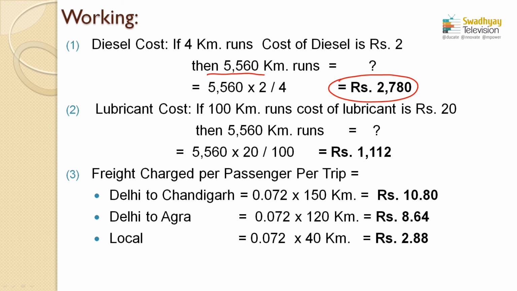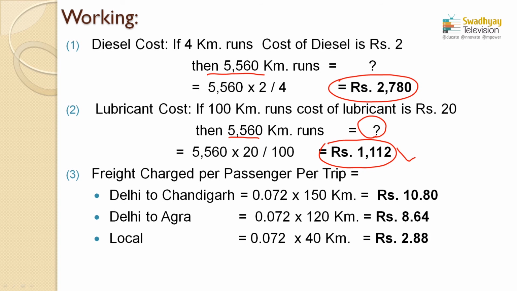Again, the missing item is always found with the help of actual mileage. Actual mileage is 5,560 kilometers. What would be the lubricant oil total cost per month? 5,560 multiplied by 20 divided by 100 kilometers, it is 1,111. So this is your lubricant cost or lubricant expenses.